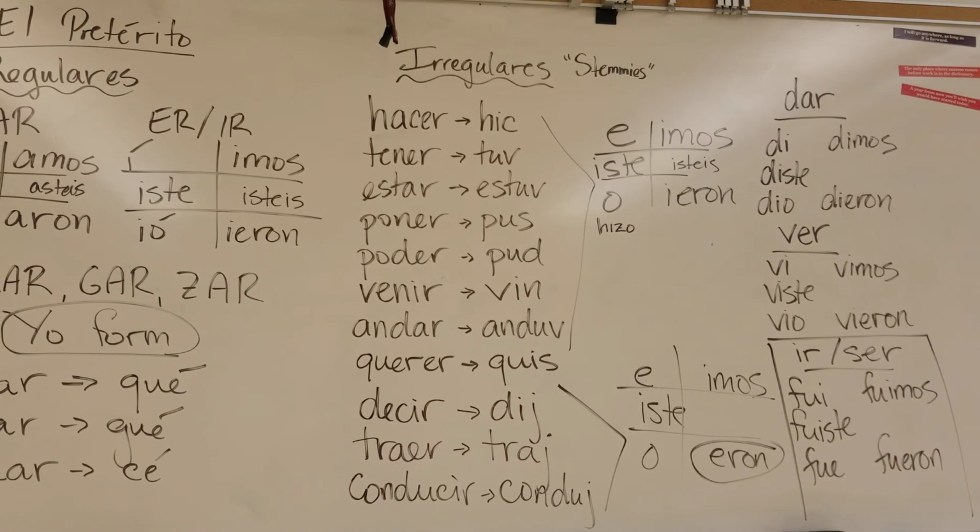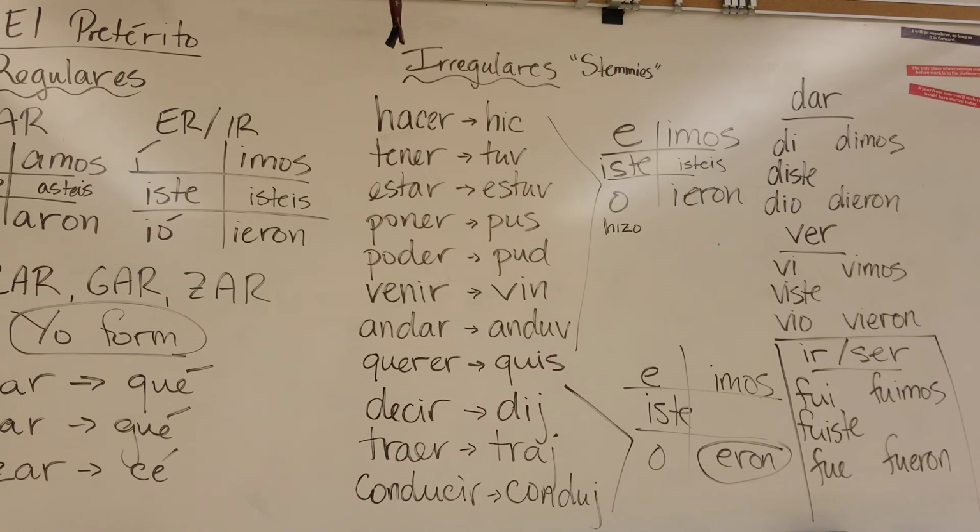Sorry, wasn't able to see the end there, so there you go. And that's how we do the preterite, Spanish 3.